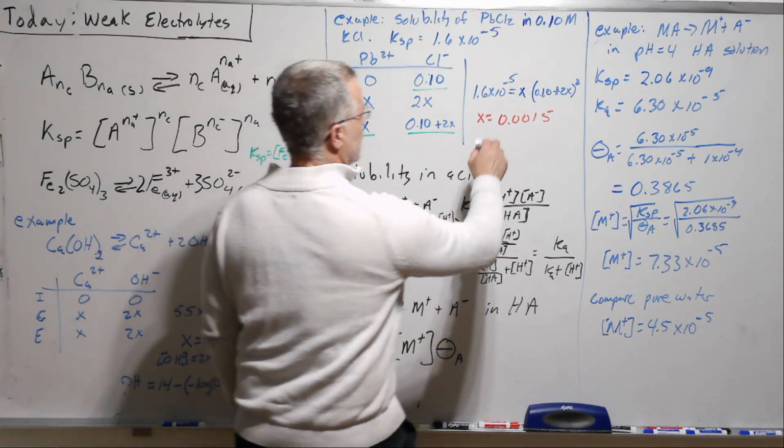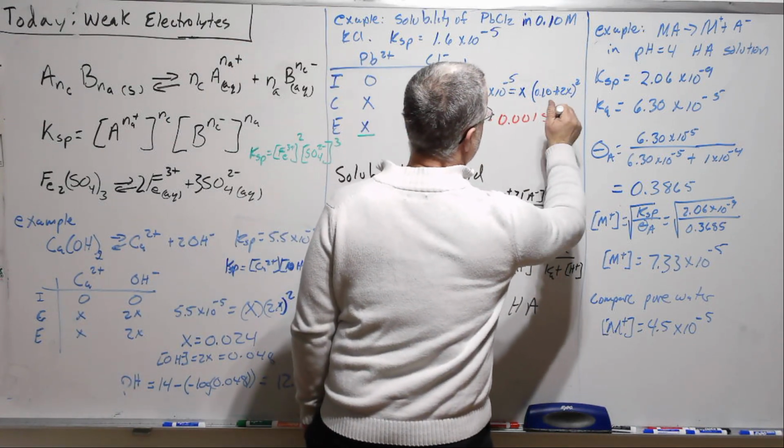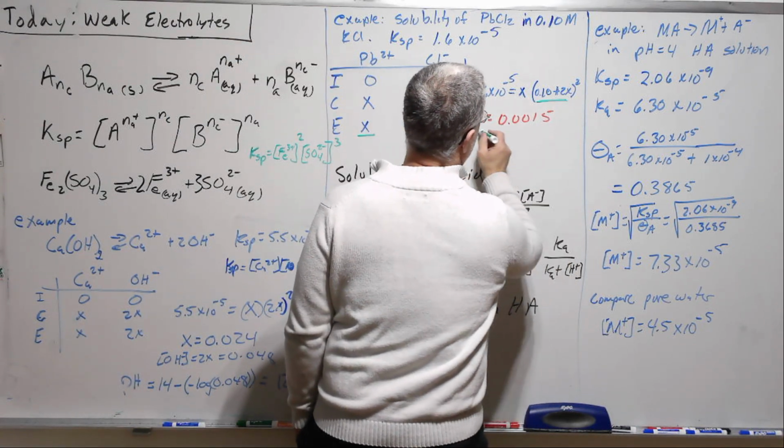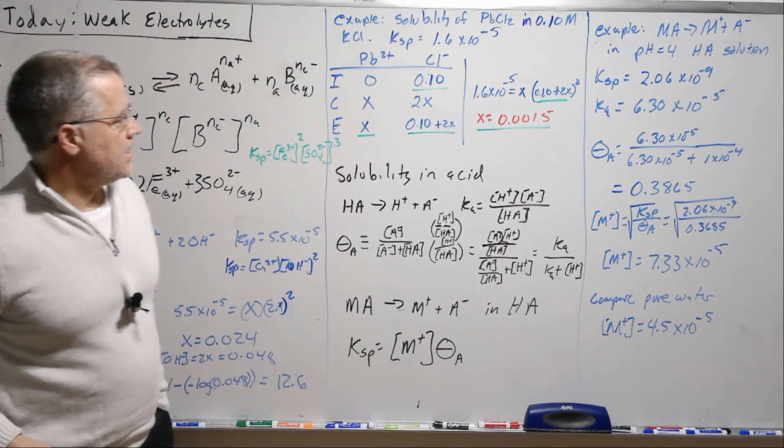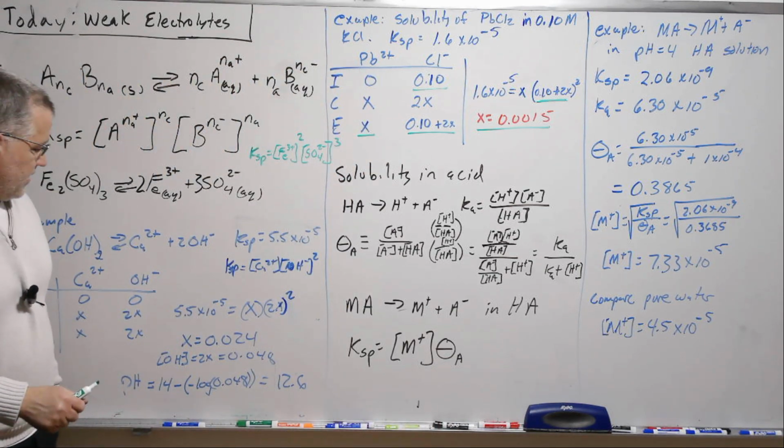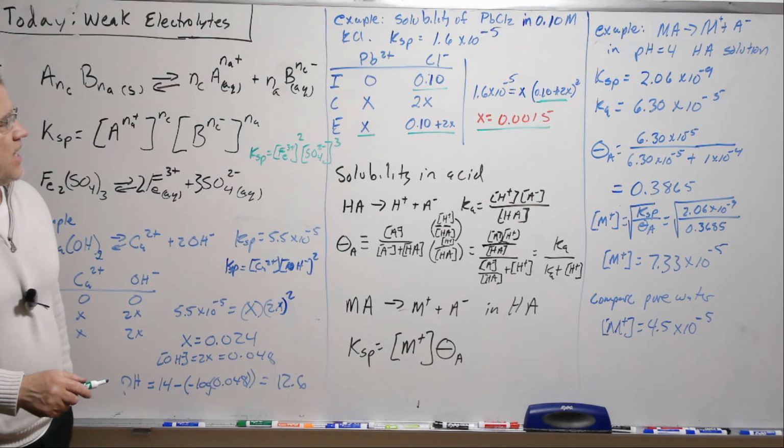We write the Ksp equation now like this. This is our equilibrium constant, and we get an x value for that. And that's representing then the lead concentration and the chloride concentration.